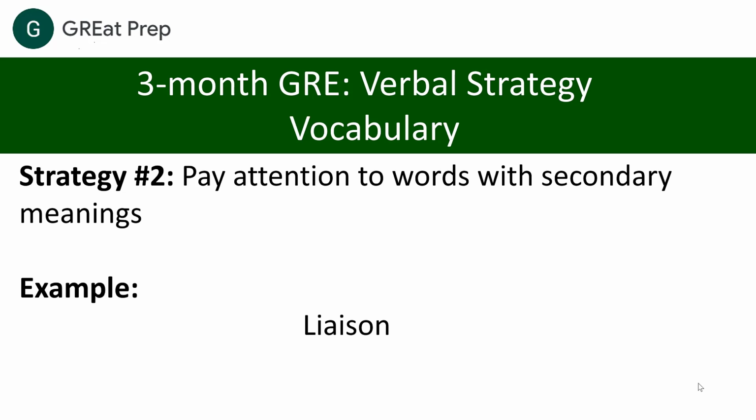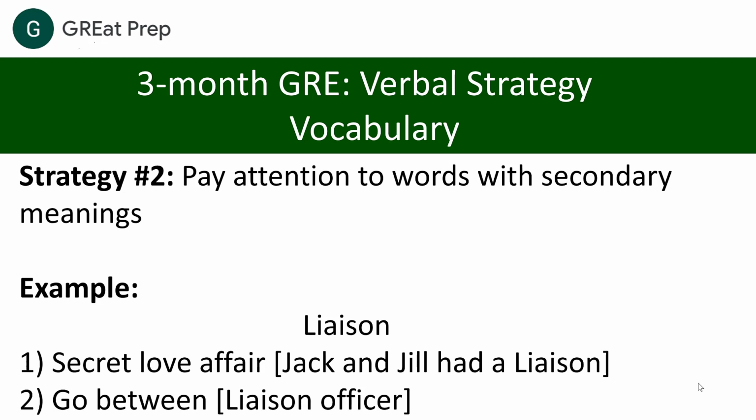An example of a word which has two meanings is the word liaison. Take a moment to think up all the meanings of the word liaison that you can think of. This is an uncommon word which I'm sure we do not use in our daily language. However, this is a word that has shown up on the official GRE material. So you really need to understand that there are certain words which can have two meanings.